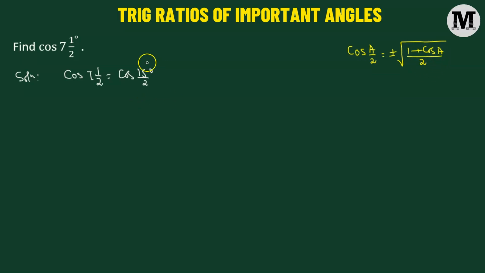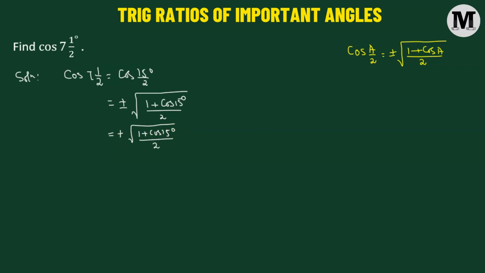Now in this case A is 15 degrees. So let's replace the value of A with 15 degrees. Then we should get plus or minus the square root of 1 plus cosine of angle 15 degrees, divided by 2. Now we are only going to consider the positive value, and the reason behind this is that angle 15 degrees over 2 is a very small angle which lies only in the first quadrant, and in the first quadrant all trig functions are positive, so that's why we're going to consider the positive value.